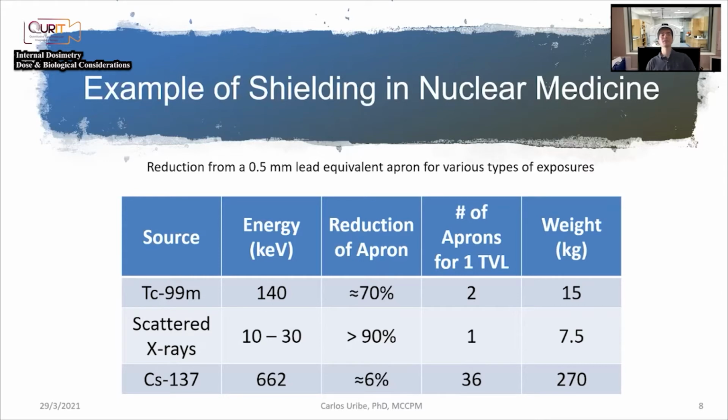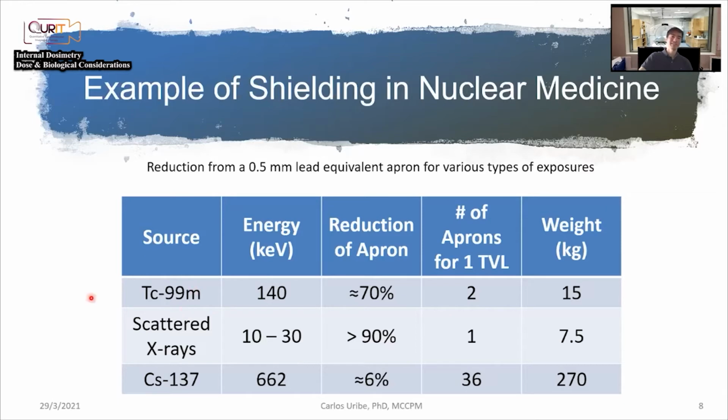But when you look at cesium-137, which is an isotope with 662 keV photon emissions, this type of apron will only reduce you by 6%. So you will need 36 aprons to reach 1/10 value layer. That's basically putting 207 kilograms of clothes on top of you, which of course is too heavy.